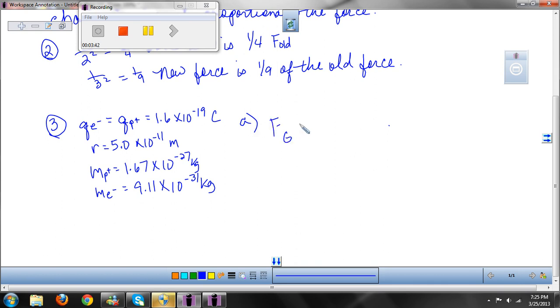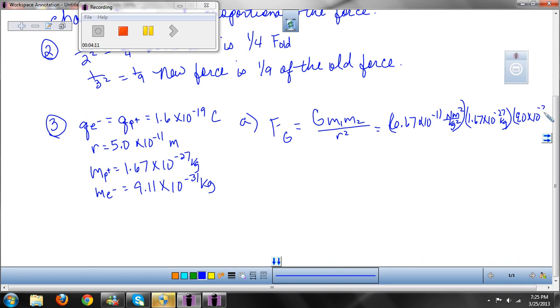So the force of gravity is big G, M1, M2 over R squared. So that's 6.67 times 10 to the minus 11 Newton meter squared over kilogram squared. Then I'll multiply that by the mass of the proton. And then comes the mass of the electron. I only use 9.0 times 10 to the minus 31 because that's what the problem actually said. It's technically 9.11, but that's all right. And they're separated by a distance of 5.0 times 10 to the minus 11 meters. Do not forget to square that, please.